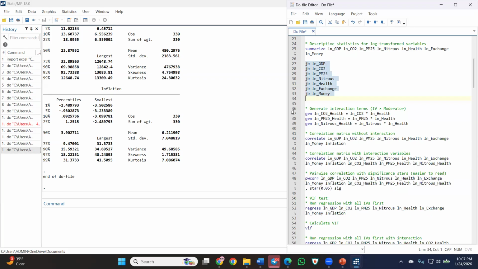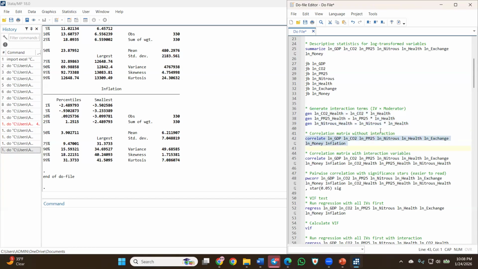Then we generated our interaction term. Because we said we are doing moderating analysis, and for moderation analysis, you have to multiply the moderator by the independent variables to create interaction terms or interaction variables. And we generated those variables too.